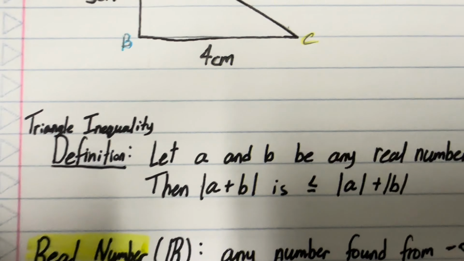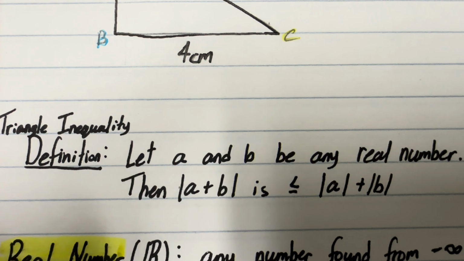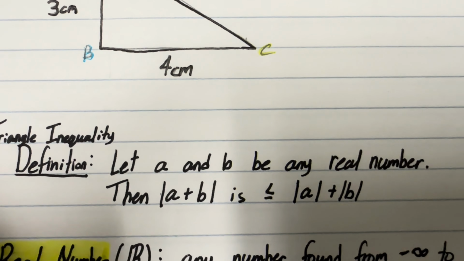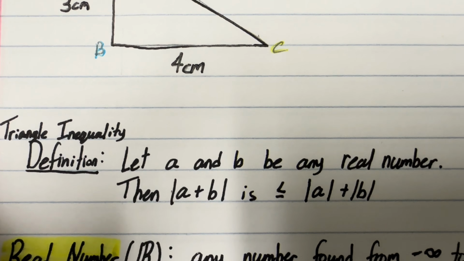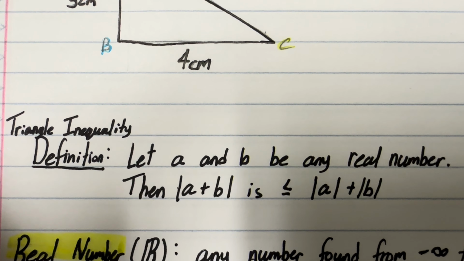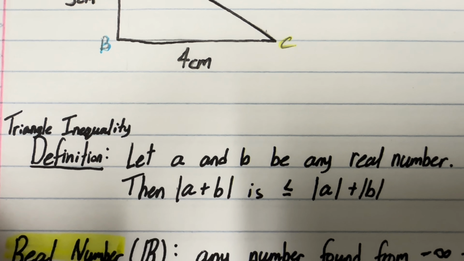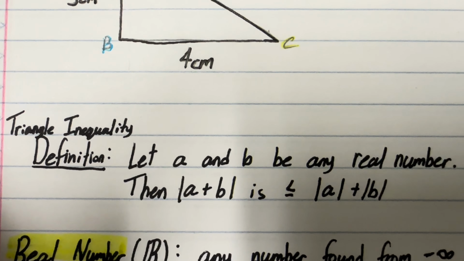Now, the mathematical definition of the triangle inequality is as follows. Let a and b be any real numbers. Then the absolute value of a plus b is less than or equal to the absolute value of a plus the absolute value of b.